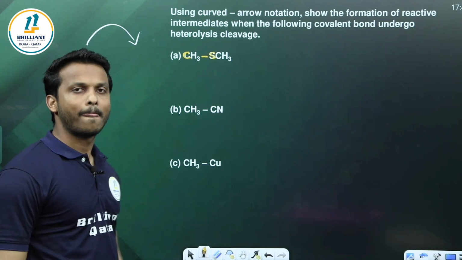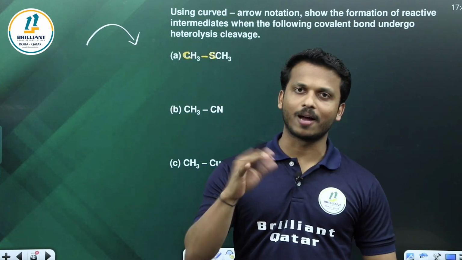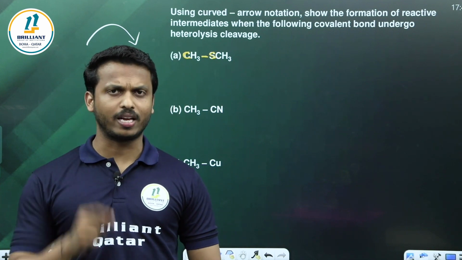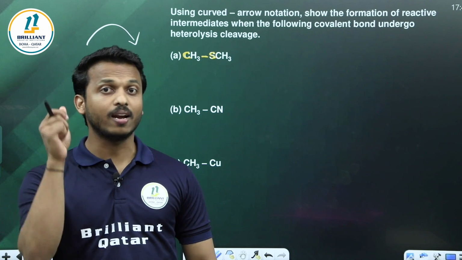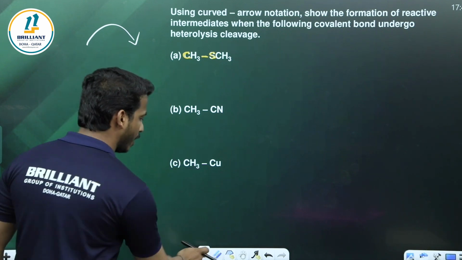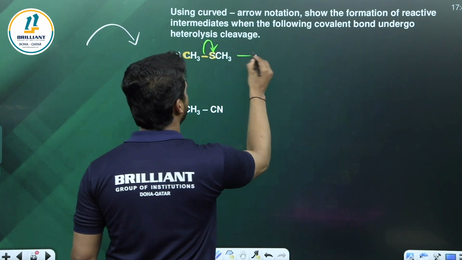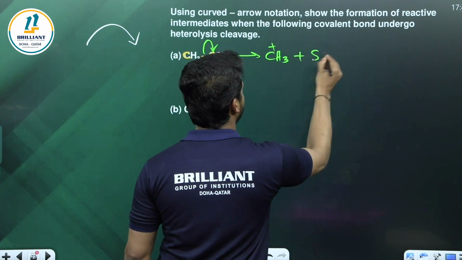Just to check whether it is the same element or a different element. Carbon, sulfur, of course different elements, so there is a change in electronegativity. Can you say which of carbon or sulfur is the more electronegative element? Sulfur is more electronegative, so definitely both electrons completely shift to sulfur. You will get CH3 plus and SCH3 minus.